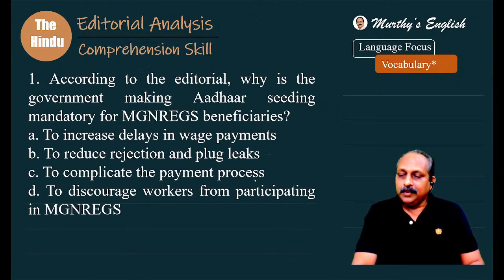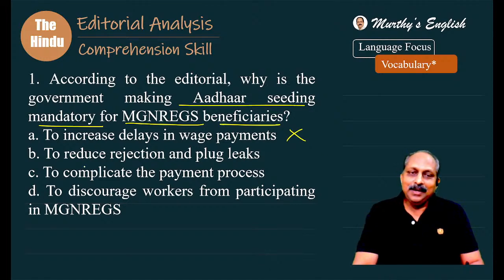Let us go to questions based on this editorial to improve your comprehension skill. The very first question: according to the editorial, why is the government making Aadhaar seeding mandatory for MGNREGS beneficiaries? So, what is the reason to make it mandatory? To increase delays in wage payments, to reduce rejection and plug leaks, hold this one, to complicate the payment process. All these are negative. Why will the government do something negative intentionally, deliberately? That does not make any sense whatsoever.